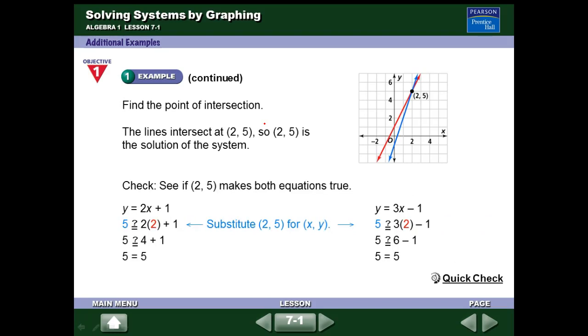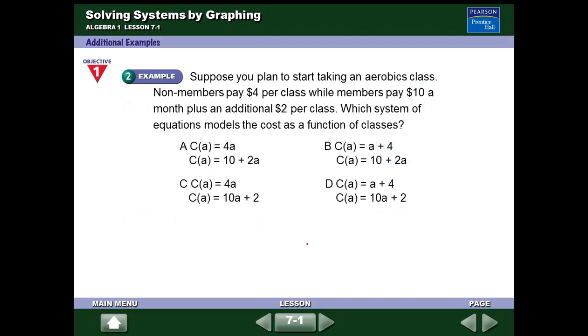So we can actually check and make sure that this is true for both. So you can see here, this is my x, this is my y. I plugged in 5 for y and plugged in 2 for x. 2 times 2 is 4, plus 1 is 5. Does 5 equal 5? Yes, that checks. Over here, plug 5 in for y, 2 in for x. 5 did equal 5, so these are solutions. I'll let you go ahead and read this.